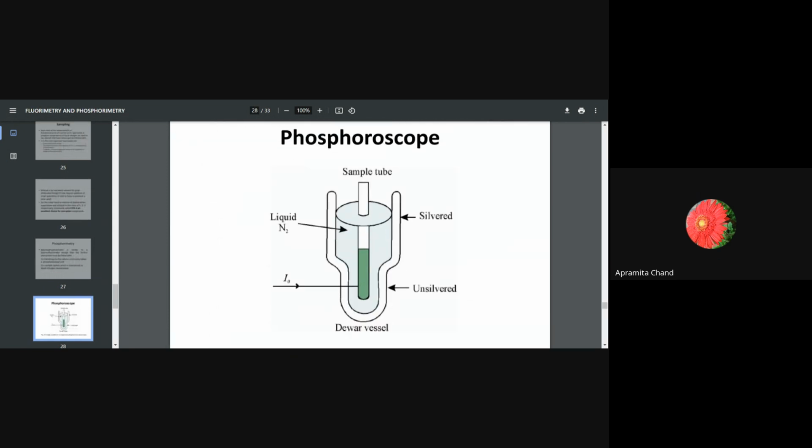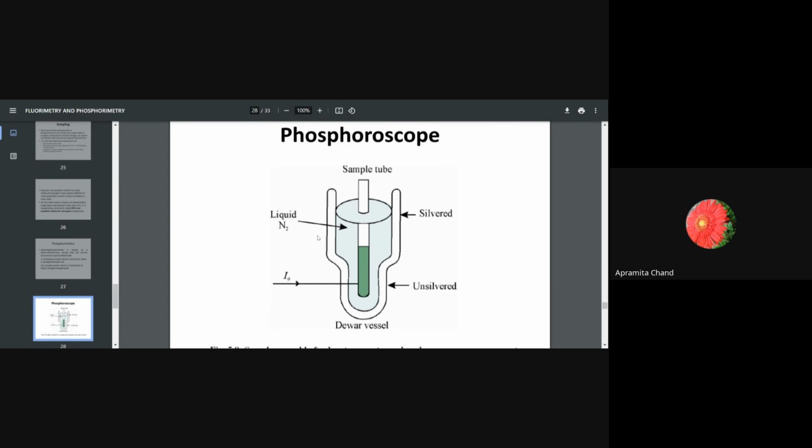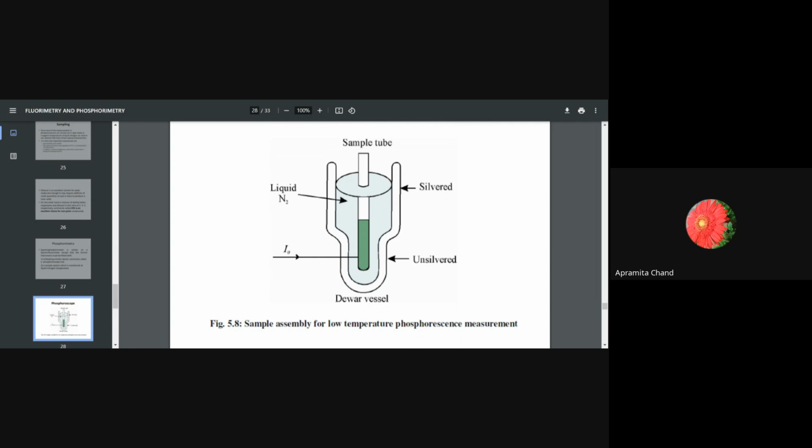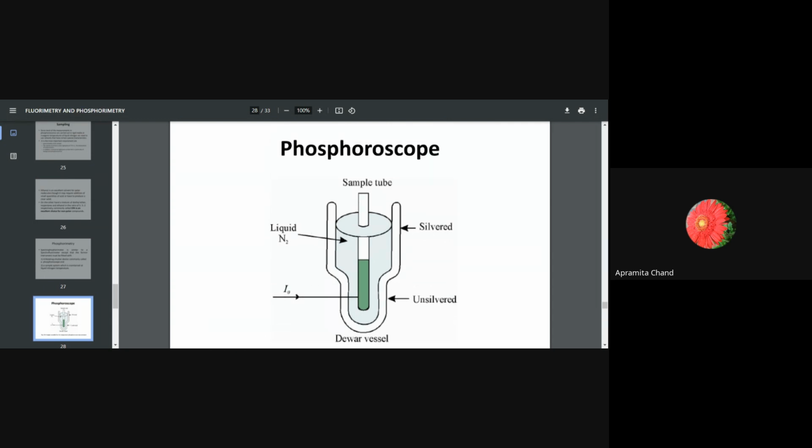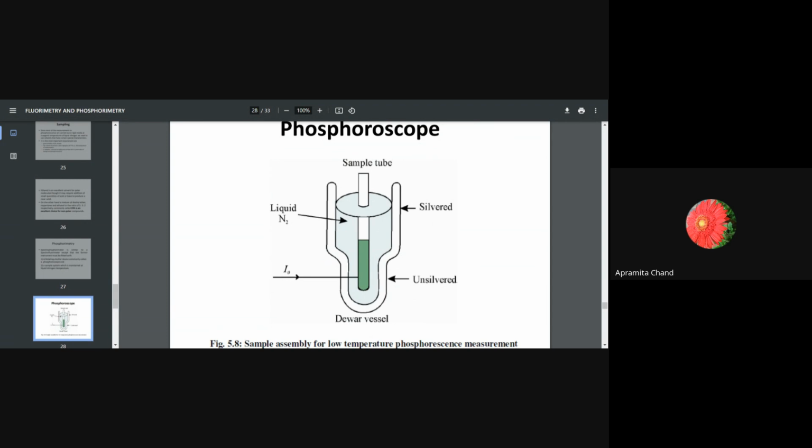So this is an example of a phosphoroscope. You can see that the liquid nitrogen is present around the sample, and it is also silvered. The radiation passes through the sample tube, which is enclosed within a Dewar vessel, meaning it is insulated from external perturbations. This is known as a phosphoroscope.